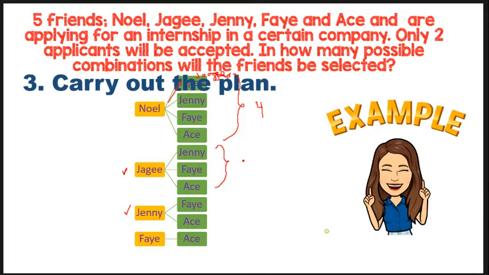Now for Jaji, there are 3 possible combinations. For the group for Jenny, we have 2 possible combinations. And finally, Faye paired with Ace, only 1 combination. So how many combinations in total? We have 4 plus 3, 7, plus 2 is 9, plus 1, we have 10.